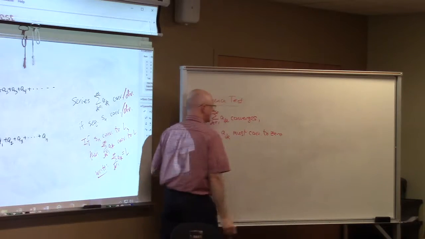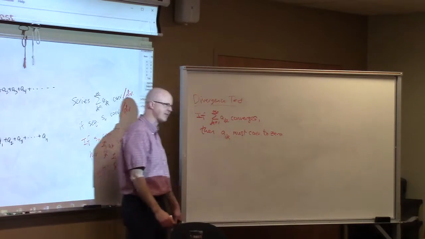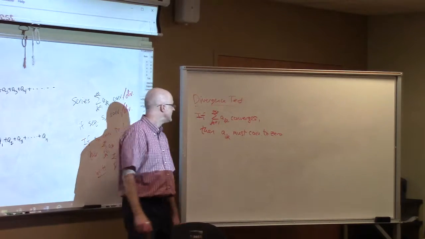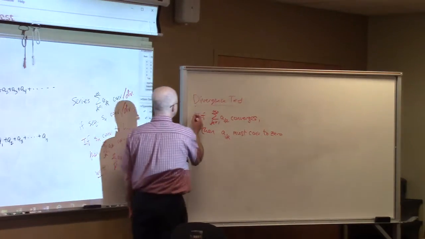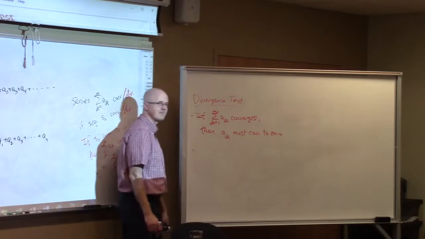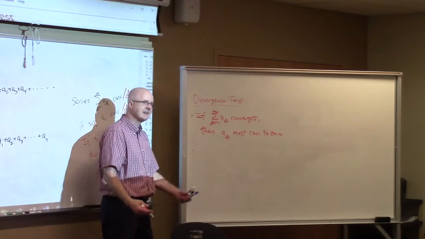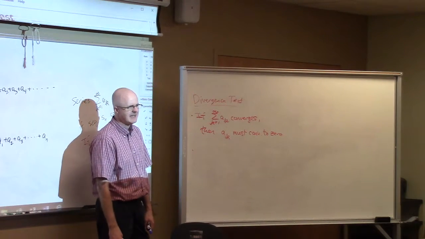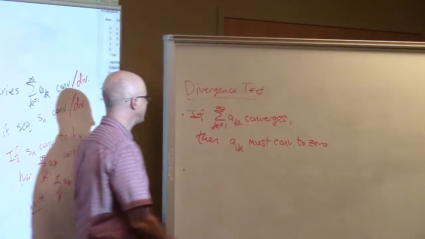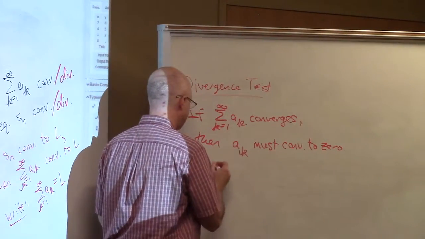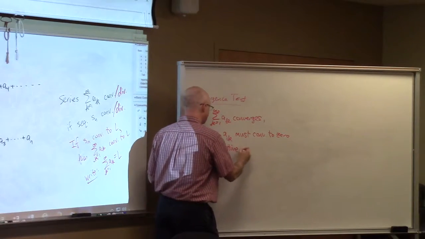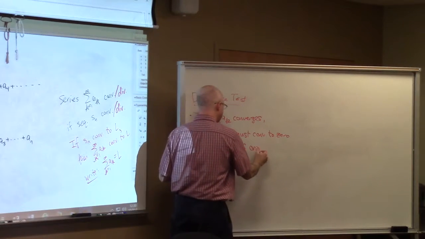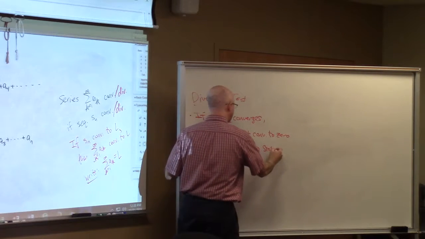That's one way to state the divergence test, but why am I calling it a divergence test if you don't see the word diverge in there anywhere? It's because there's an equivalent statement of this that does involve the word diverge. It's called the contrapositive of the original statement. What is a contrapositive?